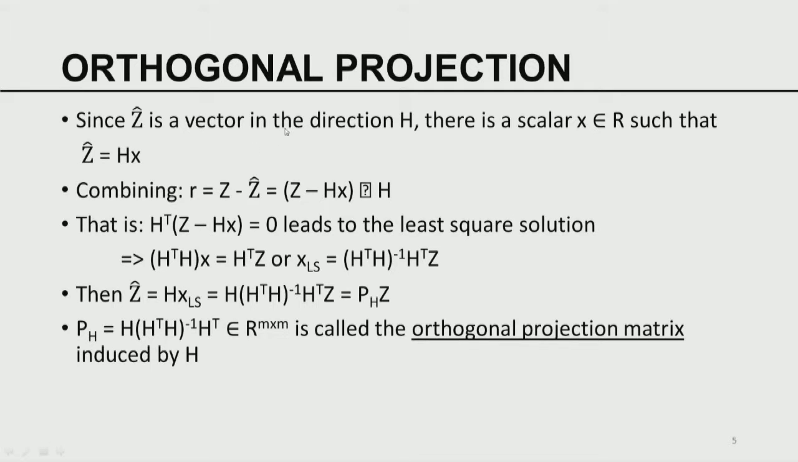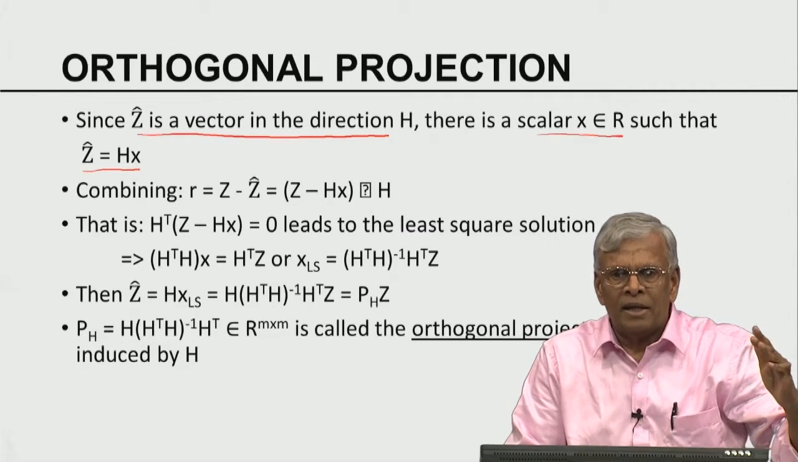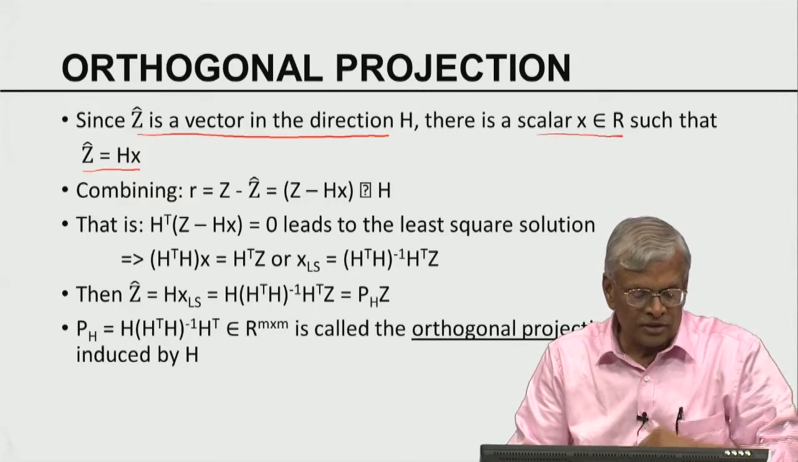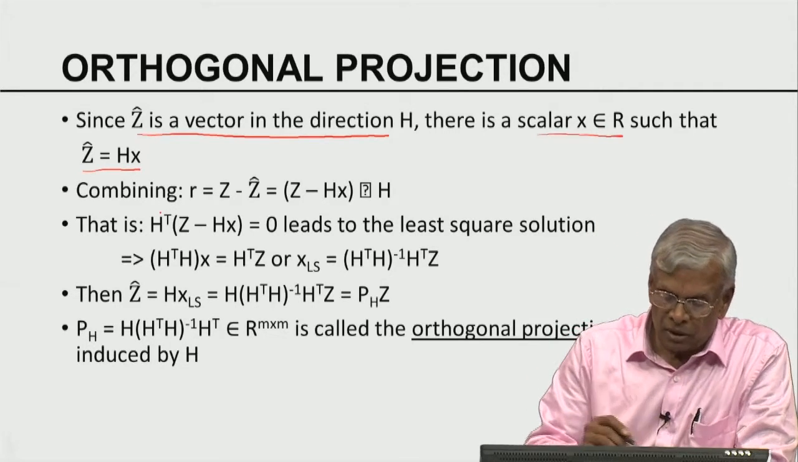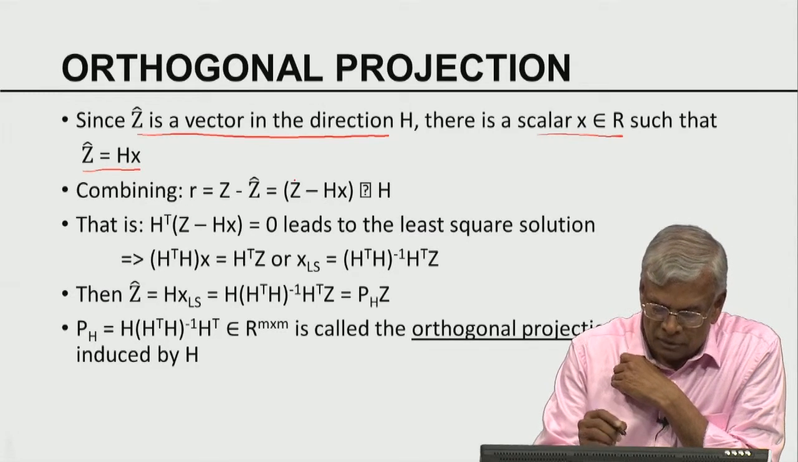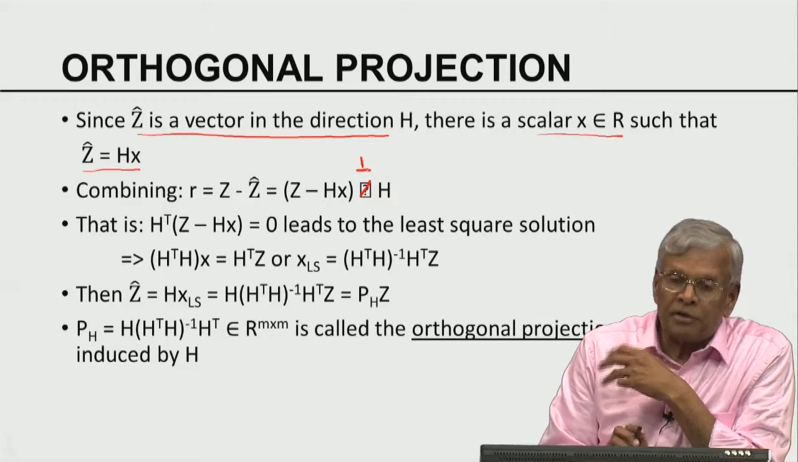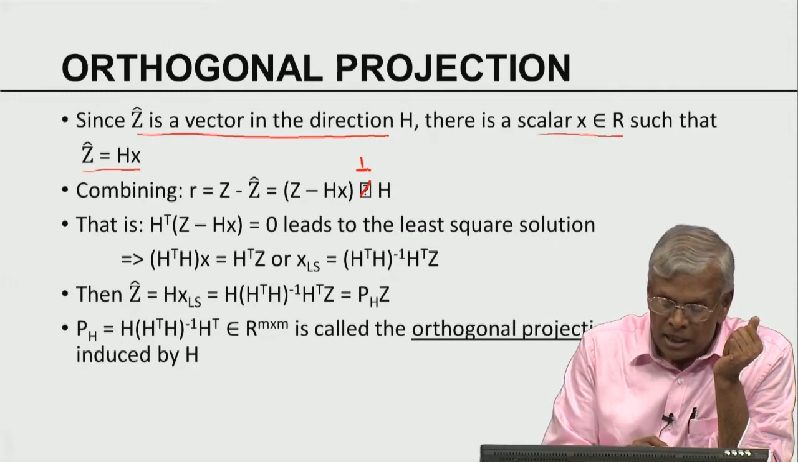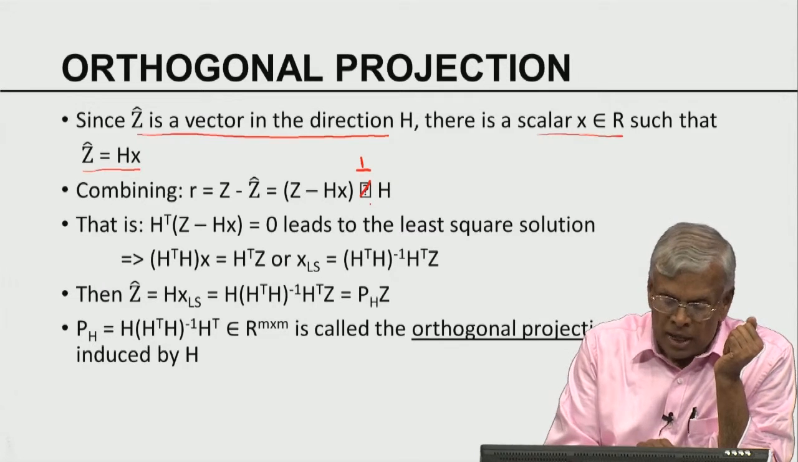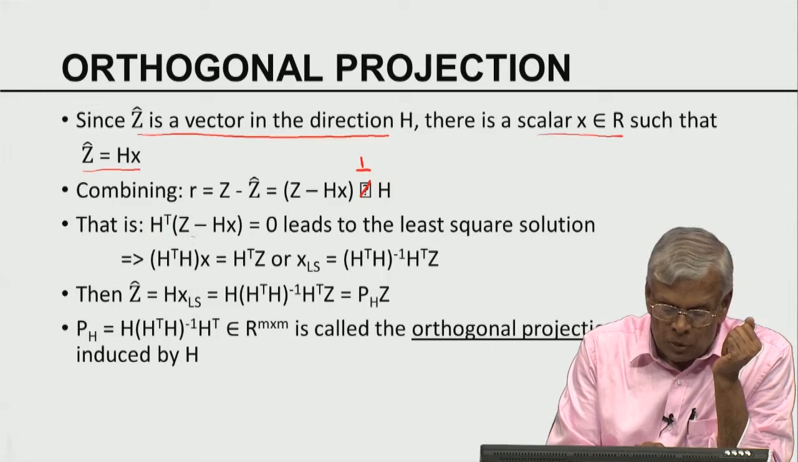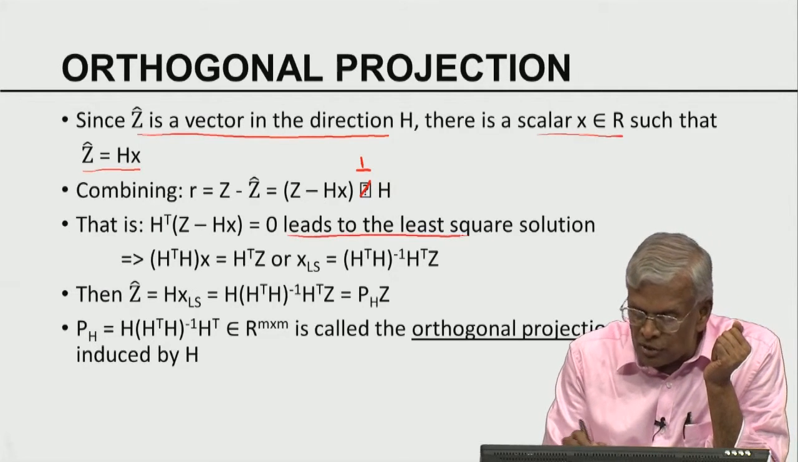Since Z hat is a vector in the direction of H, there is a scalar such that Z hat is equal to H times X. That is a very well known fact, because if I give a direction, any segment of the vector can be obtained by multiplying the direction by a constant. So X is a scalar. By combining this with the fact that Z minus HX, which is Z minus Z hat, is perpendicular to H, the perpendicular condition is implied if the inner product of the two vectors is 0. So H is perpendicular to Z minus HX. Therefore H transpose times (Z minus HX) must be equal to 0, and that naturally leads to the least square solution.